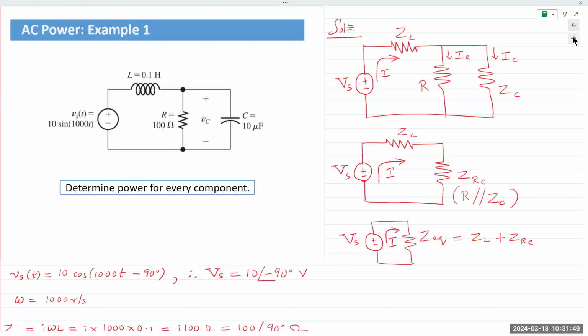So the first half of the solution would be kind of an example for chapter 5, AC analysis. And then once we have the voltage and current values, we will go and find the power.